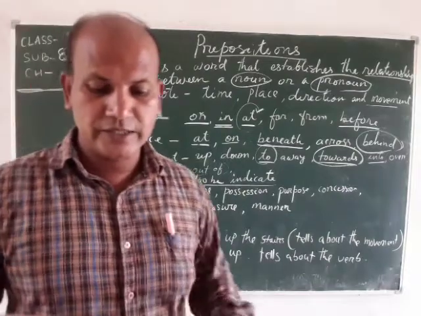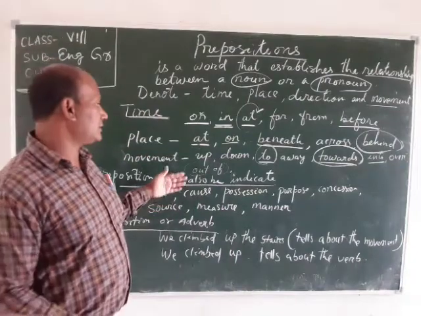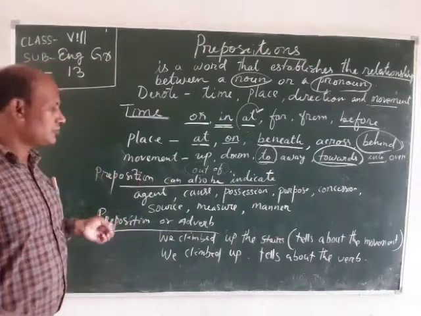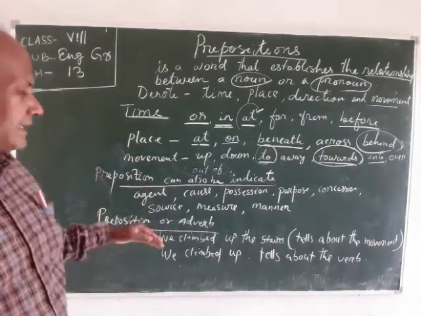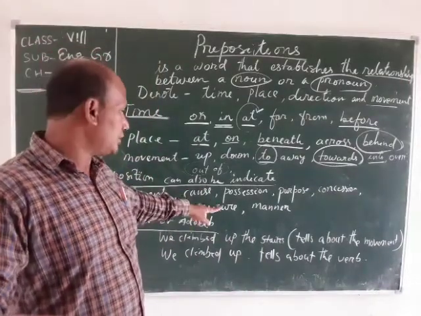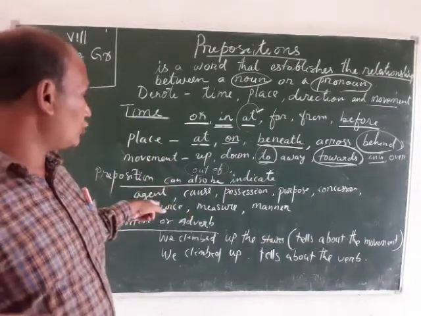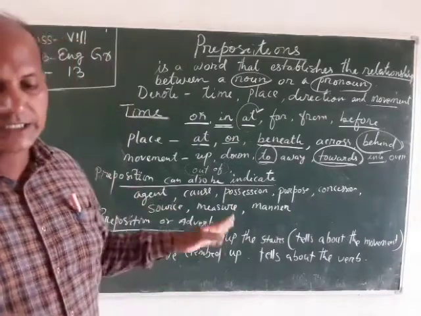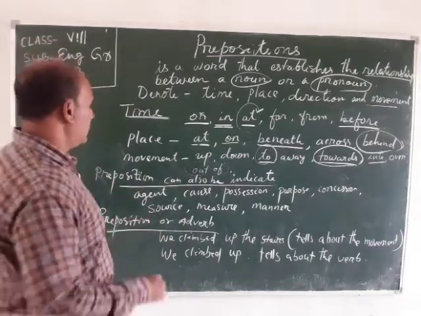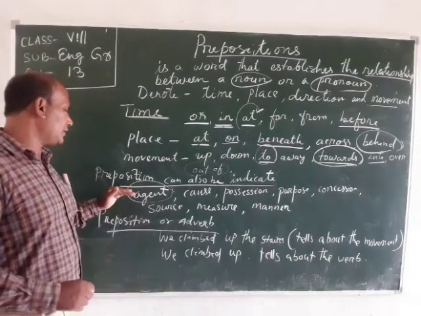It's clear to understand. So, prepositions of movement, but sometimes the same word can be in a different type of sentence, then use it differently. So let's discuss prepositions that can also indicate agent, cause, position, purpose, concession, source, measure and manner. Let's discuss the example. The letter was delivered by courier. The agent is the courier. By courier, okay, that is the agent.